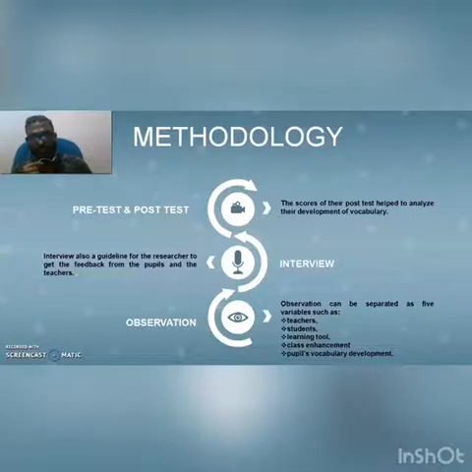After the observation, I did some interviews. The interview is also a guideline for the researcher to get feedback from the pupils and the teachers. This helped me so much. Next is the pre-test and post-test. The scores of the post-test help to analyze their development of vocabulary. The first stage is the pre-test, then the final stage is the post-test.